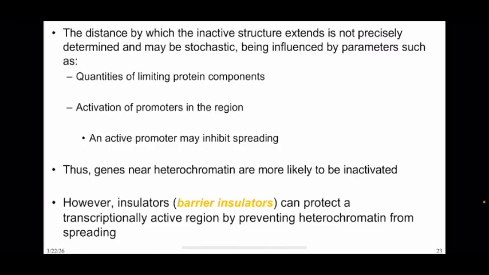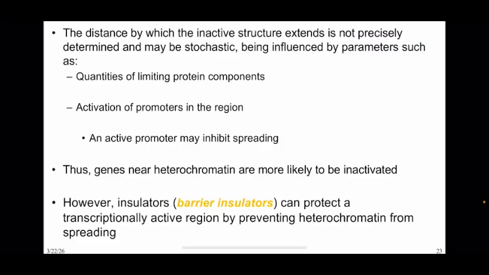So the distance by which the inactive structure is going to extend is not precisely determined, and it can be random, and be influenced by numerous parameters or factors like the quantities of limiting protein components and also activation of promoters in the region. An active promoter may inhibit spreading. So if those genes have a common promoter, or if there is any active promoter in the region, promoters actually enhance gene transcription.